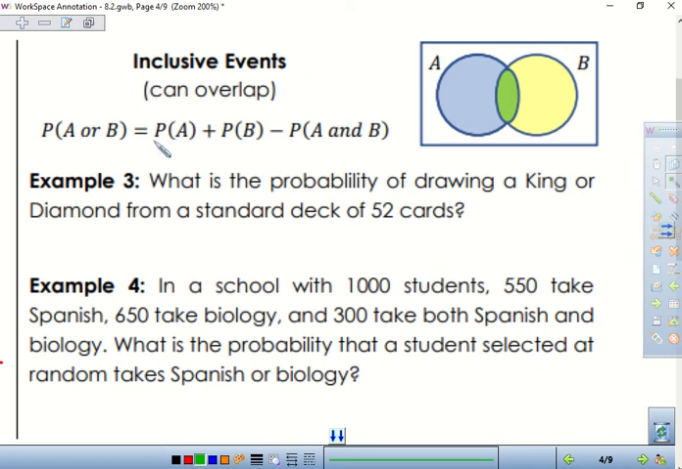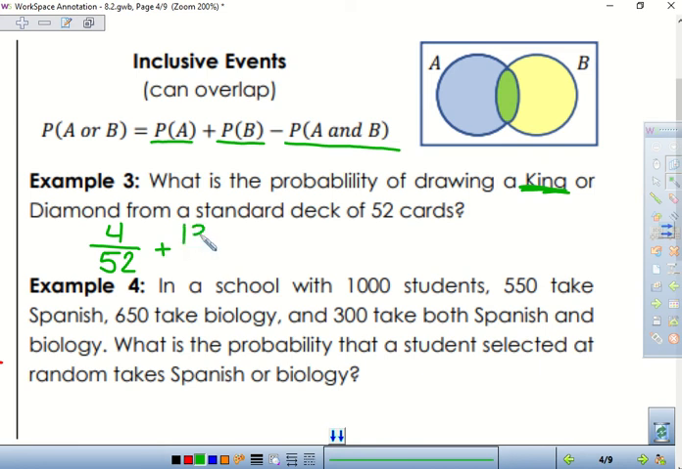So the way we do this probability is we find the probability of the first thing happening alone, probability of the second thing happening alone, and subtract away the probability of them happening simultaneously. So first, what is the probability of drawing a king in general? 4 out of 52. Plus, what is the probability of drawing a diamond in general?